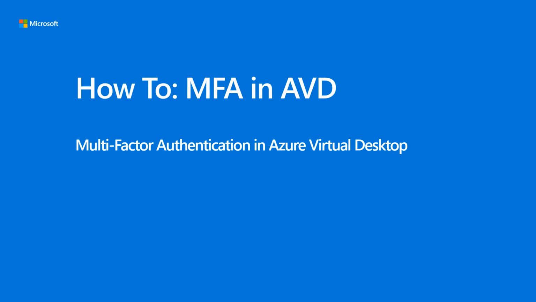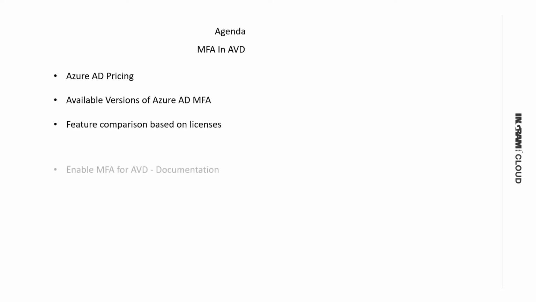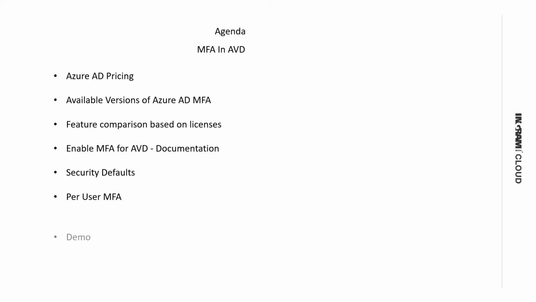Let's take a look at how to use multi-factor authentication in Azure Virtual Desktop if you have the free tier of Azure Active Directory. I'll give you an overview of the pricing for Azure Active Directory and look at the available versions of Azure Active Directory multi-factor authentication and the feature comparison based on licenses. I'll also highlight the multi-factor authentication for Azure Virtual Desktop documentation that talks about using conditional access policies to enable MFA, which is the recommended method. I'll then run through the security defaults and the per user MFA before demoing the features in action.